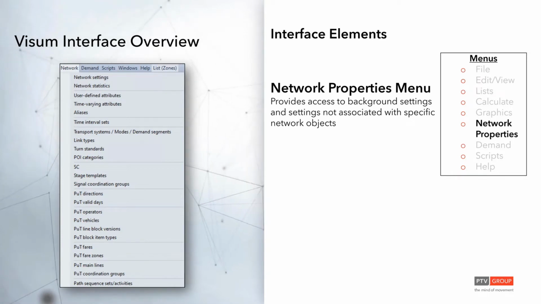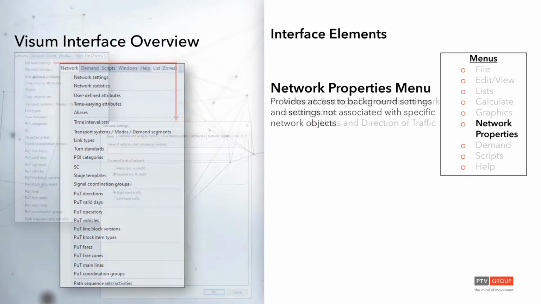All right, next is the network properties menu. This provides access to all sorts of settings that we have in the background, as well as some of the non-physical object types. So for example, if you were to put in public transit lines, this is where you define the operators and the line blocking versions and things like that, as well as delays and fares and fare zones for those public transit objects. You can also define user-defined attributes in this list menu as well.